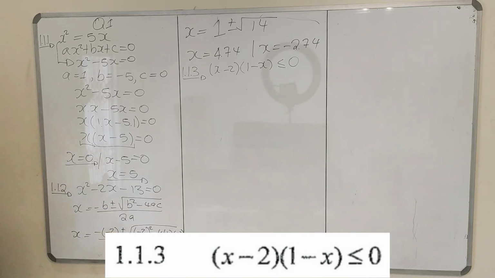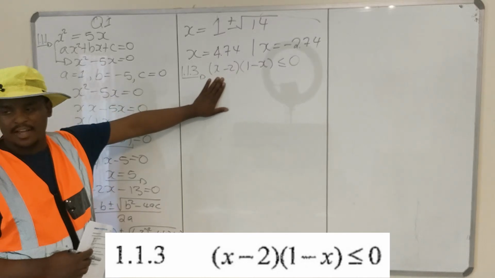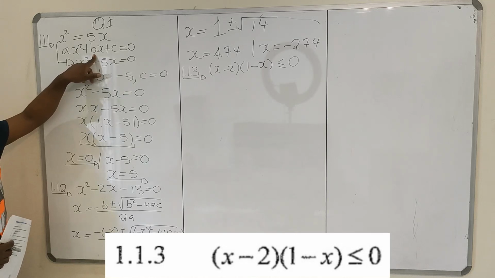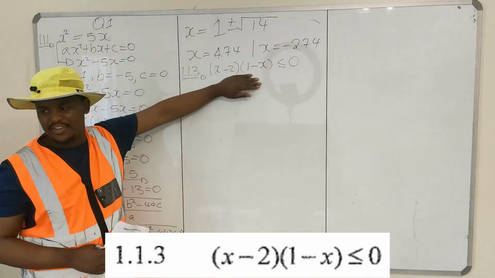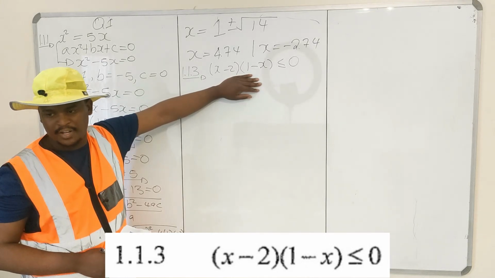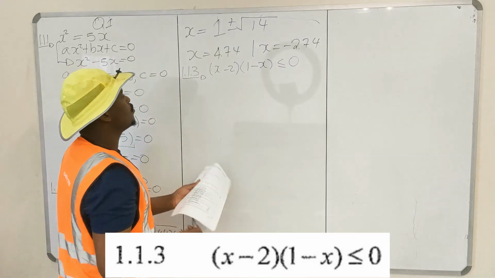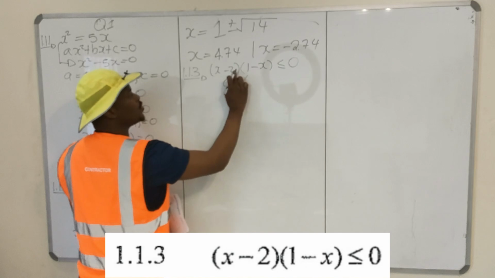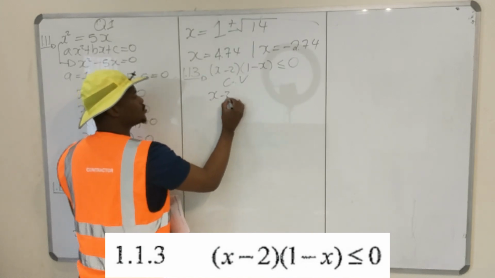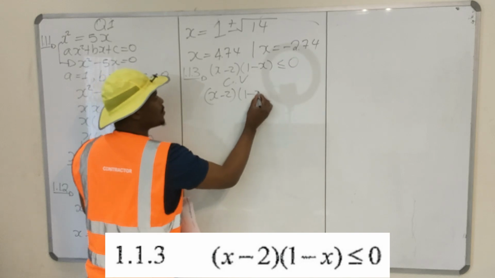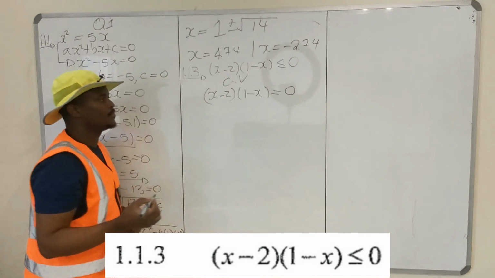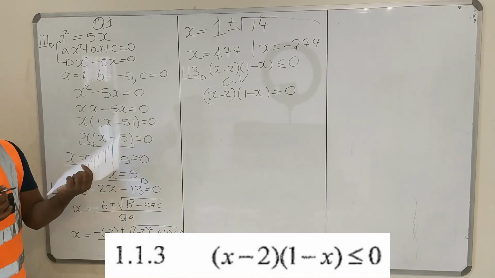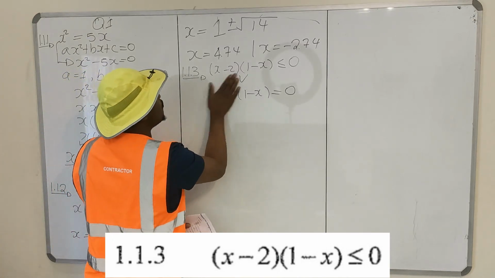When it looks something like this, it's fine, you are happy to go. If yours is already factorized, you just find your significant values, your critical values. To find the critical values, you equate it to 0. So you say x minus 2 times 1 minus x is equal to 0. Are we all clear? Are we all happy? Yes.